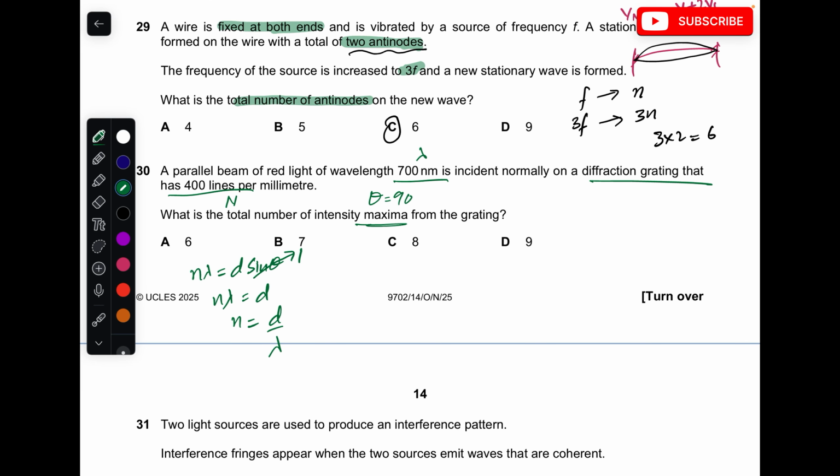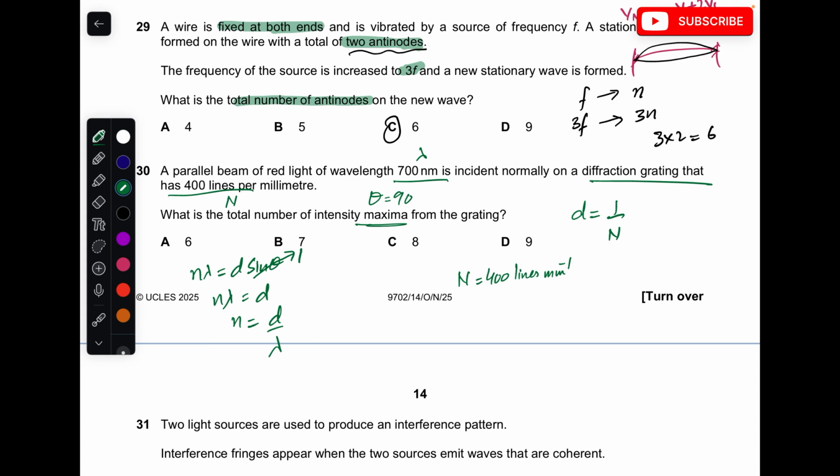What the d is: d is 1 by n. And what the n is, we have to find it, so we have to convert into meters. There are 400 lines per millimeter.